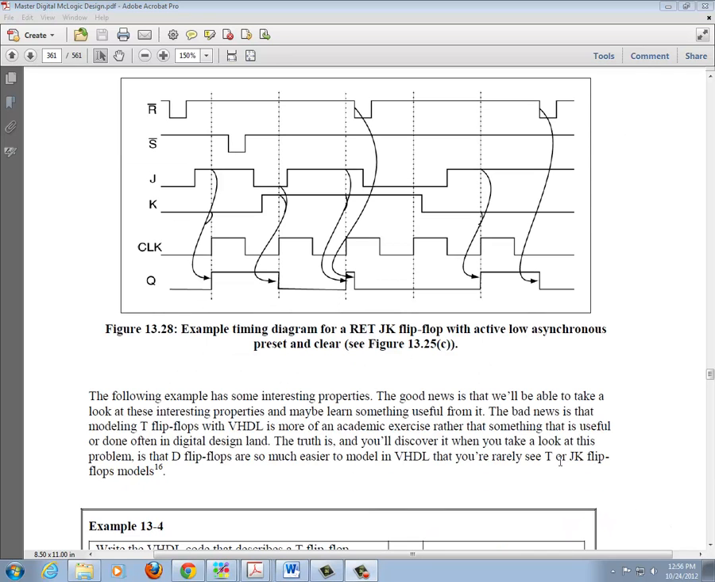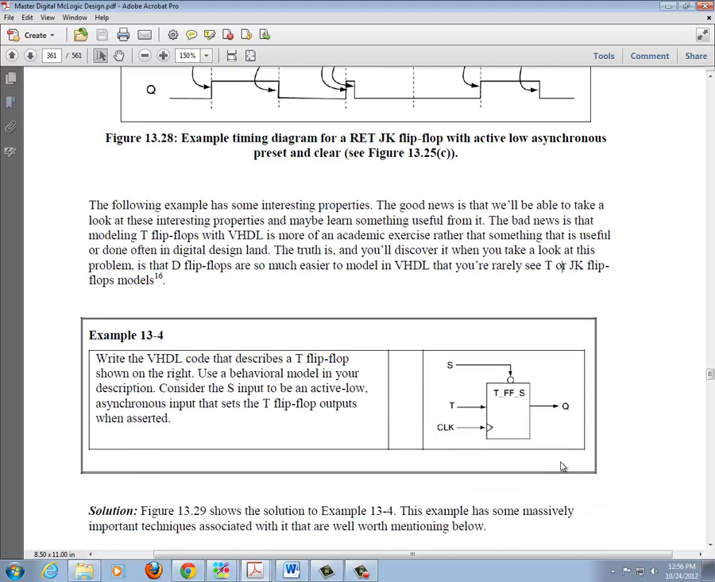And let's look at one more example. We're going to write the VHDL code that describes a T flip-flop shown on the right. Use a behavioral model in your description. Consider the S input to be active low, asynchronous input that sets the T flip-flop outputs when asserted. Okay, so we're just going to look again at a VHDL model to model this circuit. And again, S is an active low, asynchronous, which means it's not going to go inside the rising edge of clock statement in the code.